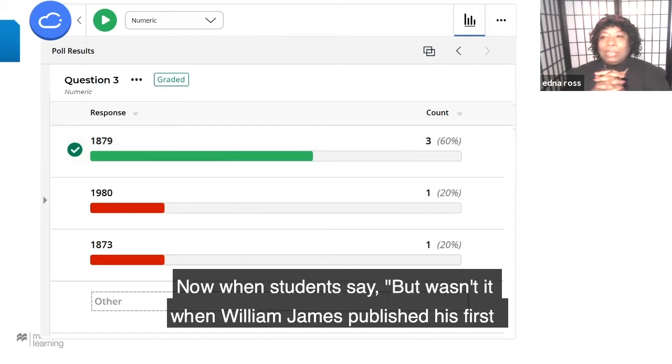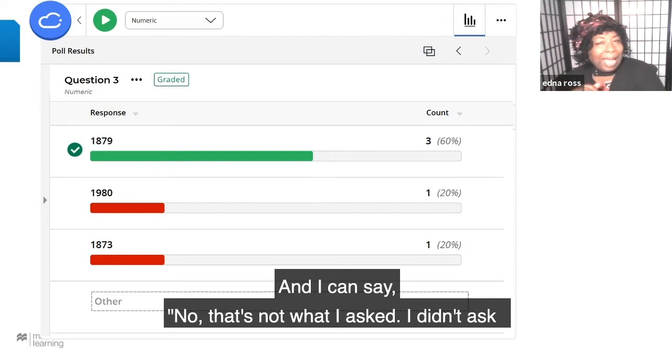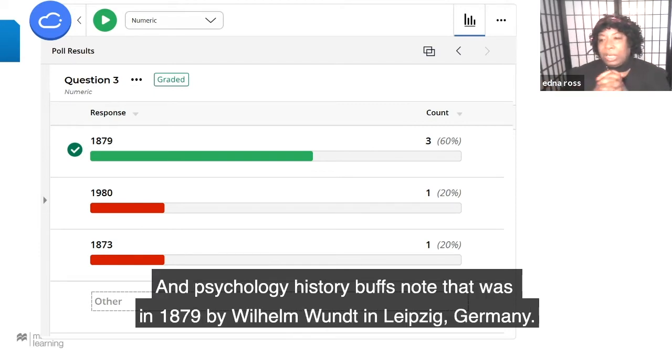Now, when students say, but wasn't it when William James published his first book? Isn't that considered the official start time of psychology? And I can say, no, that's not what I asked. I didn't ask when psychology first started. I asked when was the first laboratory in psychology established, and psychology history buffs know that was in 1879 by Wilhelm Wundt in Leipzig, Germany.